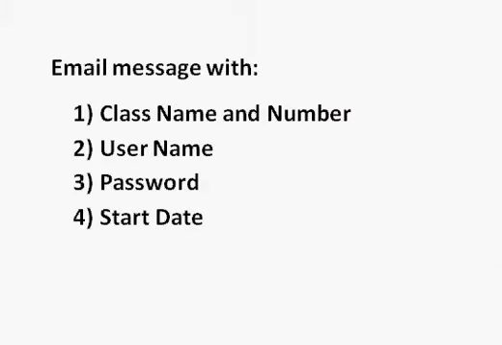So after you have registered and paid for the course, you will receive an email with 4 important pieces of information. Number 1, a class name and number. Number 2, a username. Number 3, a password. And number 4, a start date. You cannot enter the course without these 4 things.